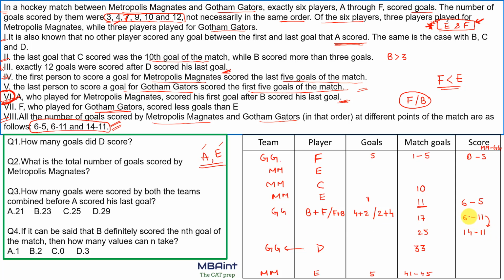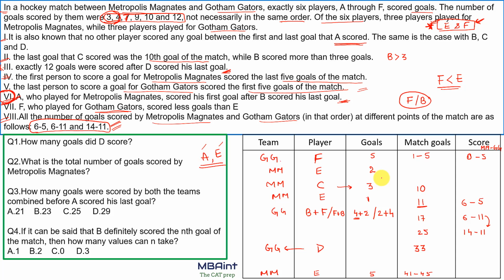At least 8 goals were made by the members of team MM. Now how to go about it? Also we can see that when B is scoring 4 goals, we are very sure about B scoring 4 goals. We can identify the number of goals made by C. It would be definitely 3, because 3 could have taken 3 and 4th as the total number of goals scored. 4 is taken by B, so this is 3 and this is 2.